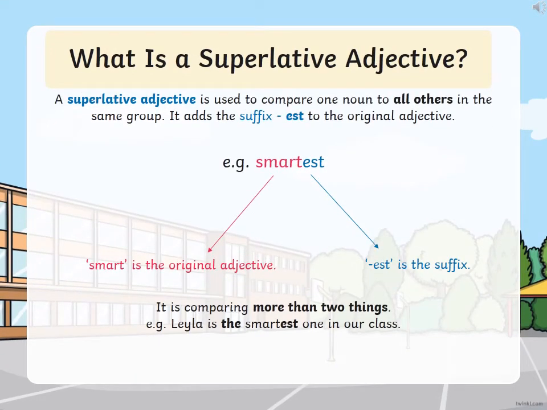Now, if we want to compare one noun to all the other nouns in the same group, we use a superlative adjective, and we usually add the suffix est. For example, the adjective here is smart. If I add est, it becomes smartest. And if I write smartest in a sentence, it would look something like this. Layla is the smartest one in our class. Here I'm comparing Layla to all the other students in her class.